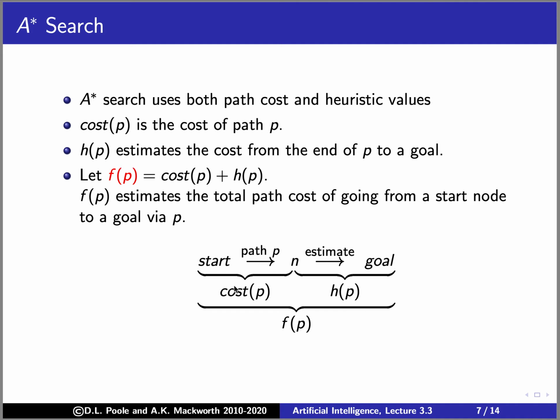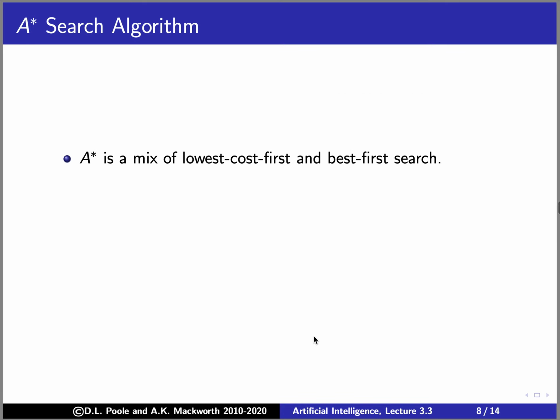So you're going to go from the start along path P to node N, and then from N to a goal. And that's what we're going to use as our estimate of getting from a start to the goal via P. So the cost of P is the cost of this part, and H of P is the rest. All of that's called F of P. So we're going to now order by F of P. This is sort of a mix of lowest cost first and best first search, and it works out that it's actually better than both of them.